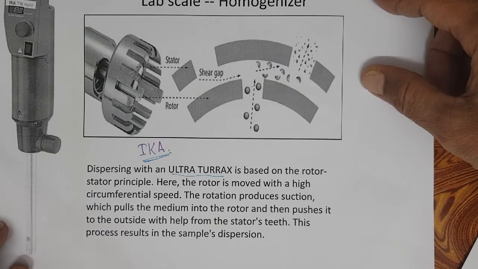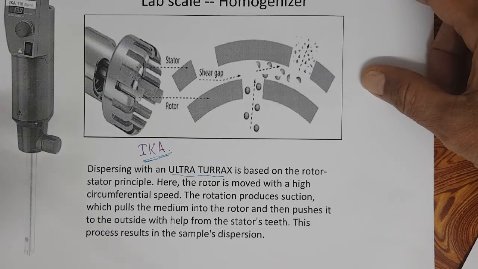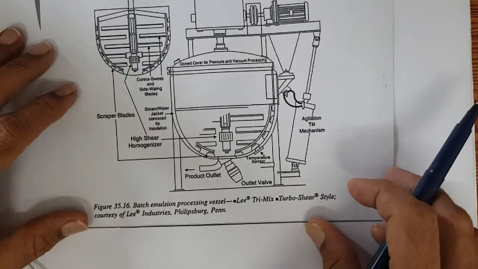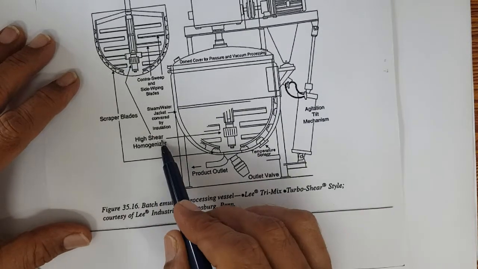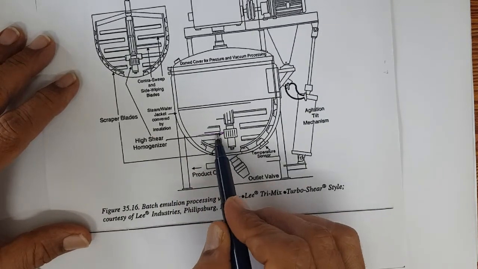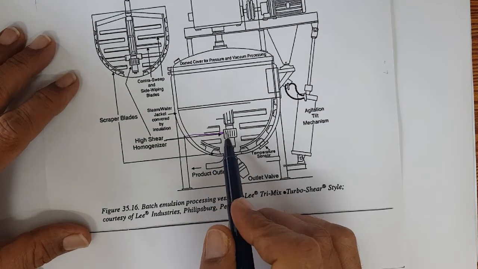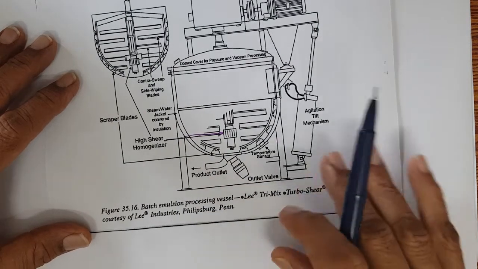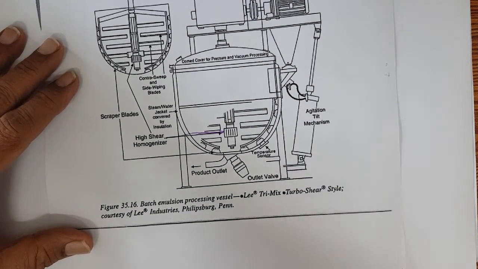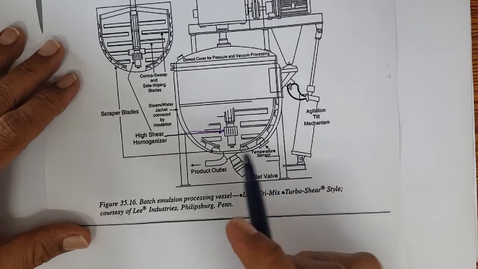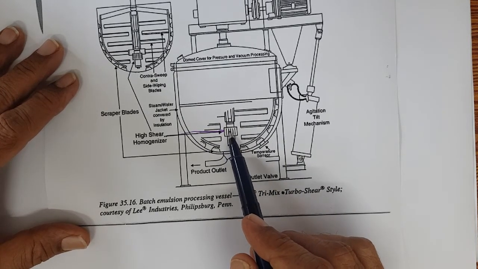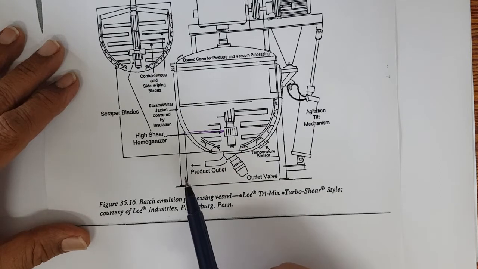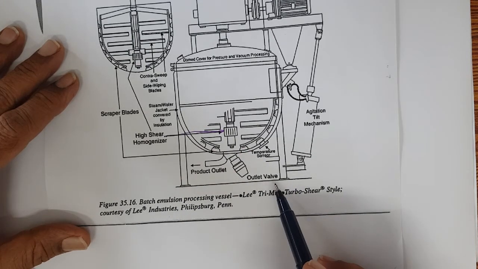Now let us see some of the designs of the manufacturing vessels used in the factory and the layout of the manufacturing vessels in a factory setup. So this mixer has an inbuilt high shear homogenizer. As soon as I add the oil phase and the water phase, the product has to be homogenized, and then this inbuilt homogenizer is used, and this is the product outlet.